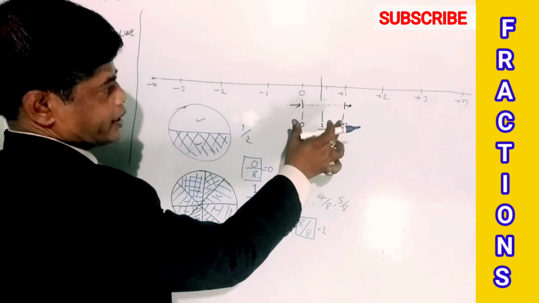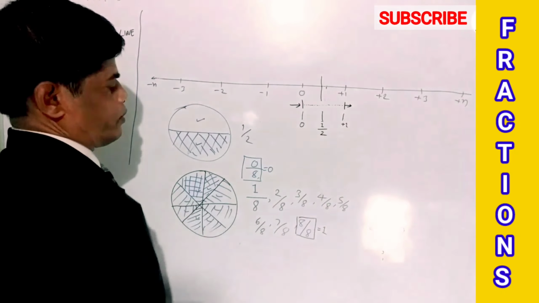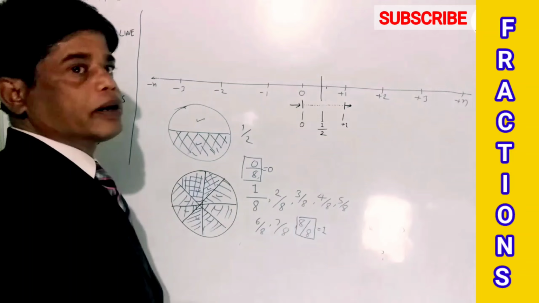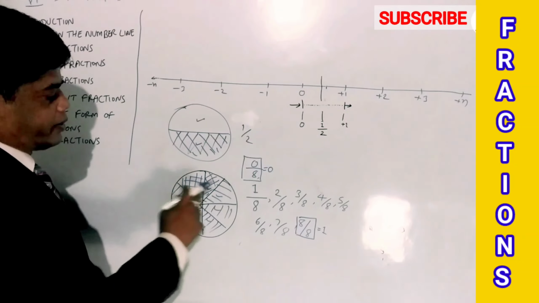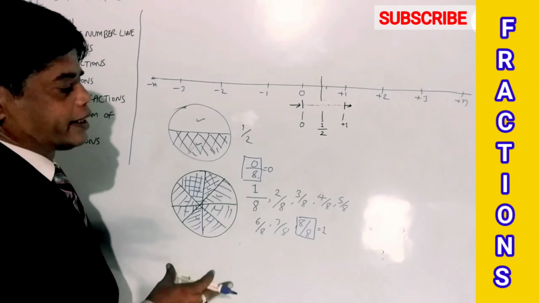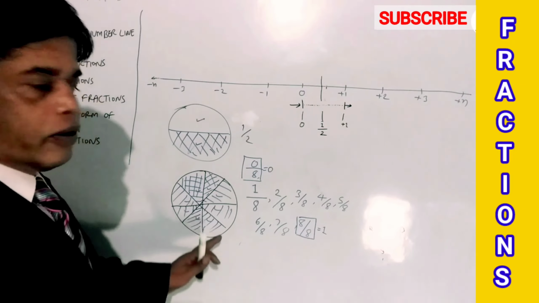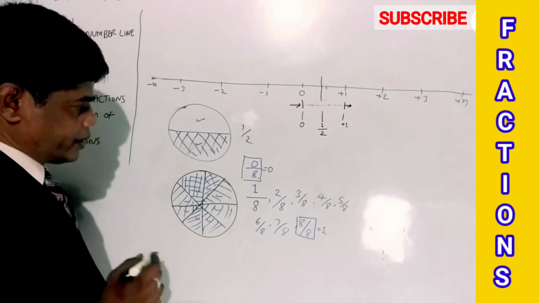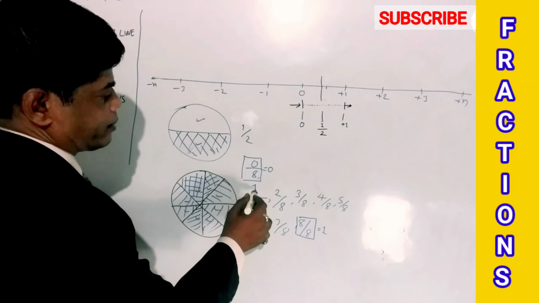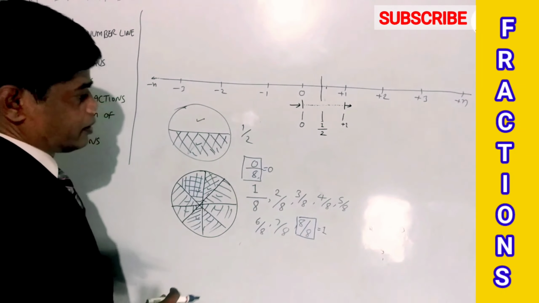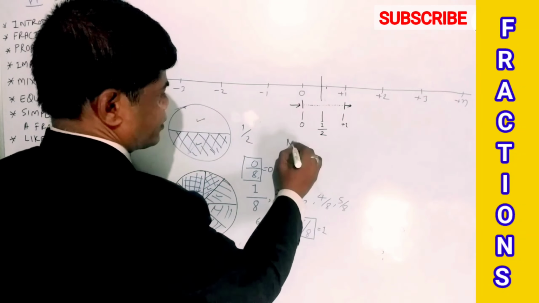So on the number line, if you consider from 0 to 1, we have divided 0 to 1 into 8 parts. In terms of the circle, we have divided into 8. 1 by 2, 2 by 2, 3 by 2, 4 by 2, 5 like this. Okay, hope you understood. In these numbers, the numerator is always less than the denominator. What is the denominator?